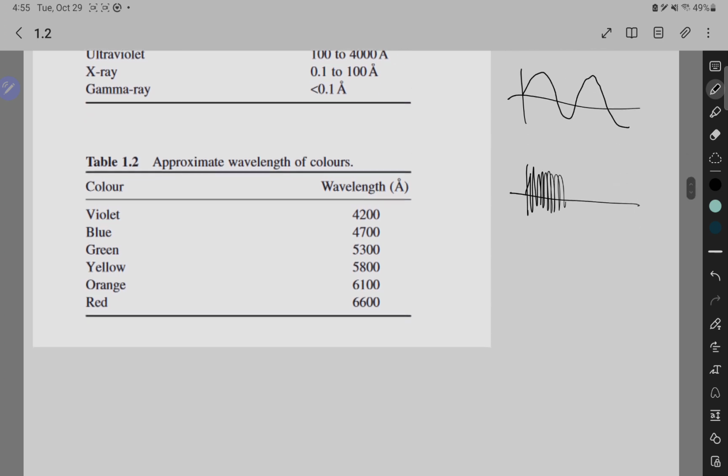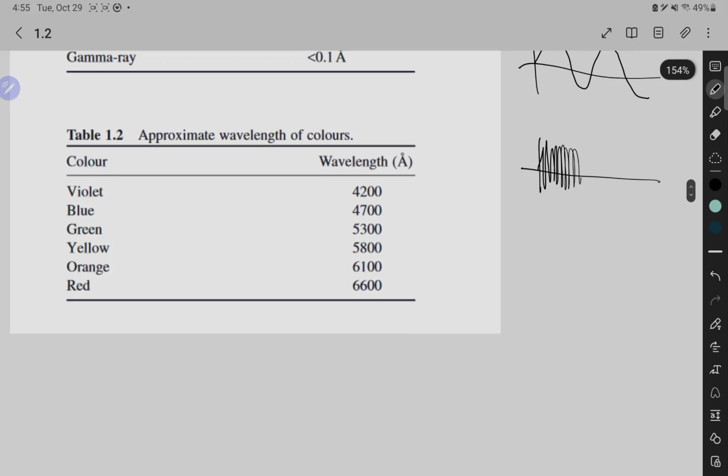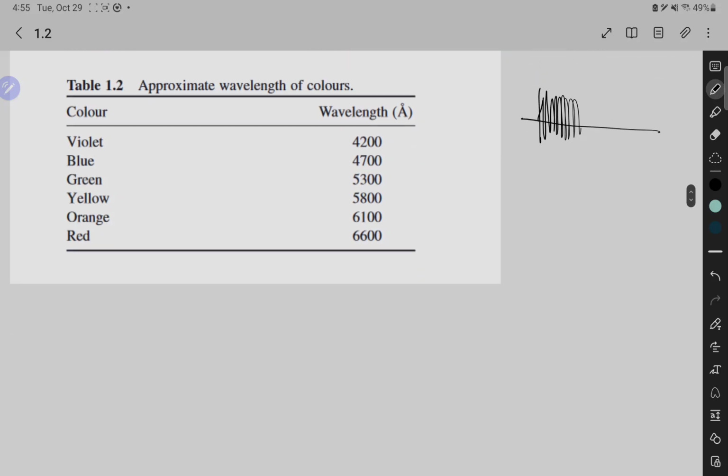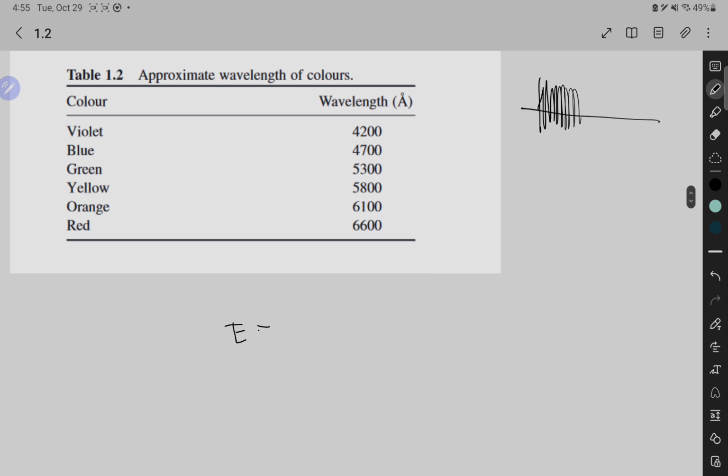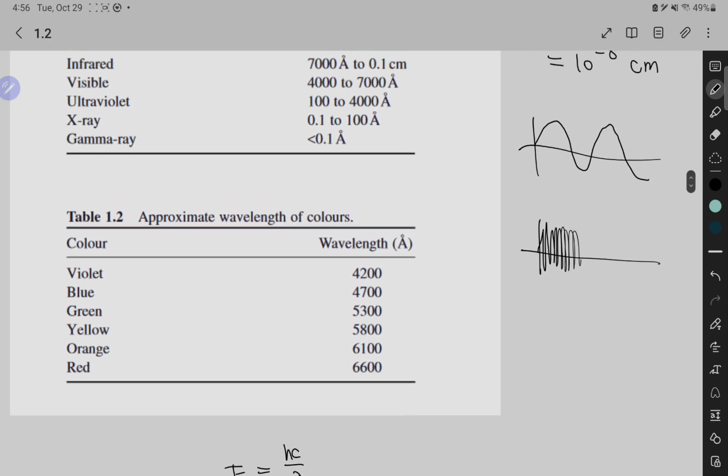So now if I ask you a question, looking at the visible spectrum that we have here, which color has the highest energy? Which is the most energetic? I'm going to give you 5 seconds to think. Well, it's violet, right? Because remember, what you have just written down is E equals hc divided by lambda. It's going to be violet because it has the shortest wavelength out of all of these colors. So it's going to have the highest energy. So that's the answer to our question here.